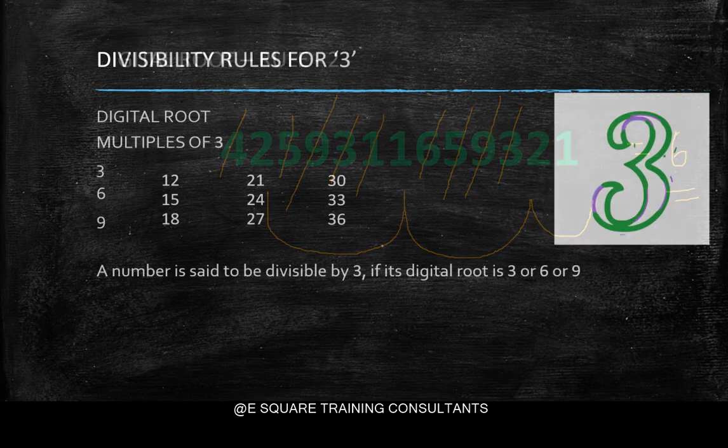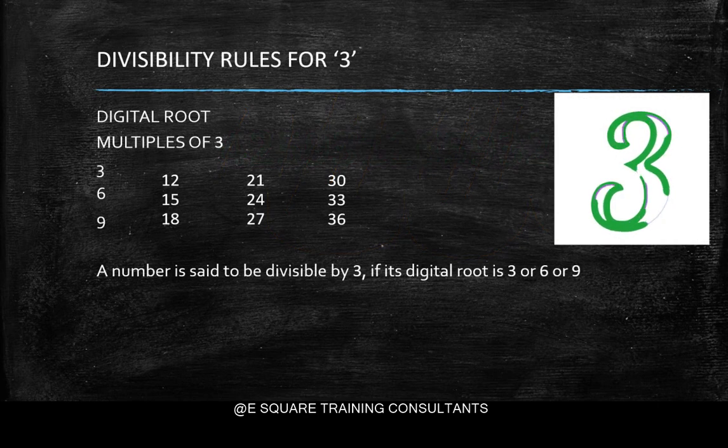Now let's go through the divisibility rule for 3. The reason for explaining the digital root before this is that with the help of digital root we are going to explain the divisibility rule for 3. Before going into the rule, let me write down the multiples of 3. We all know 3, 6, 9, 3 4s are 12, 3 5s are 15, 3 6s are 18. Then the next multiples will be 21, 24, 27, 30, 33, 36, and it goes on.